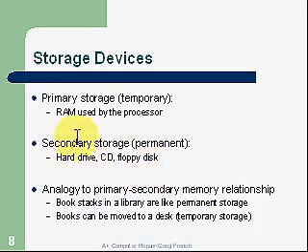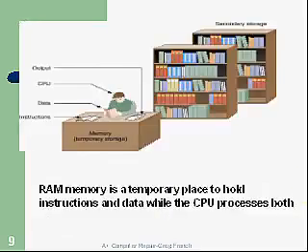An analogy to this primary-secondary memory relationship would be a book stack in a library. Let's show you a diagram. Here we have an individual at a table. He's taking books off the book stacks and he's moving them to the table. The table would be a temporary storage, and this would be our permanent. So RAM memory is a temporary place for instructions and data while the CPU processes both.